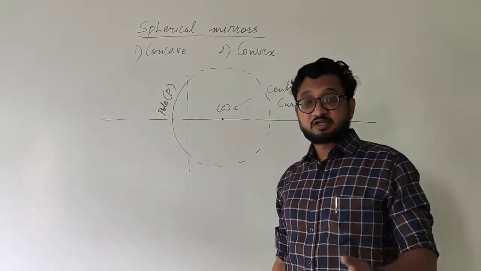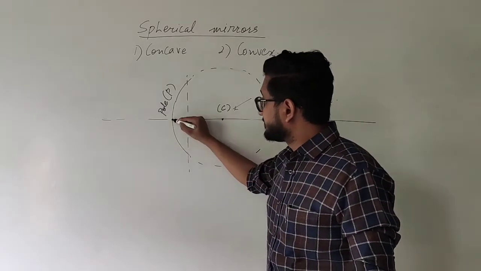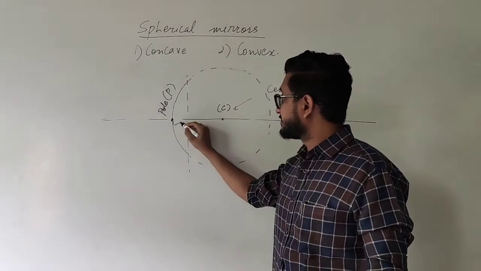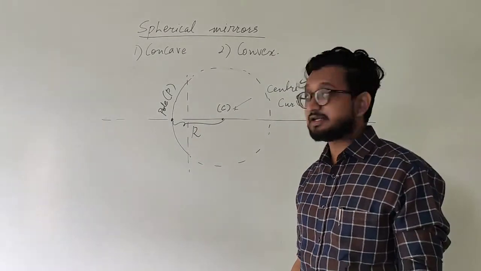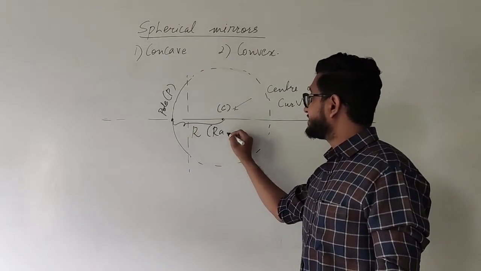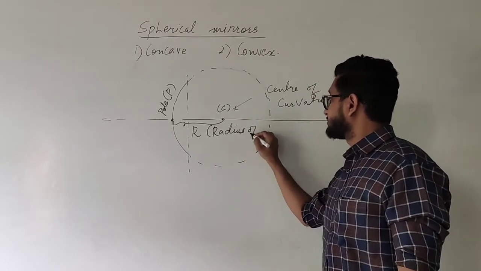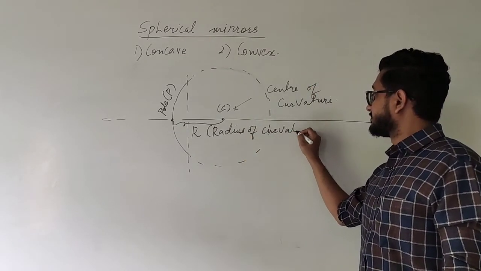Now if you remember a circle, the distance from a point on the circle to the center is called the radius. Here it is called the radius of curvature.